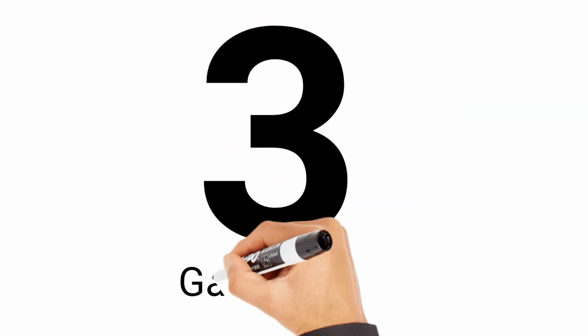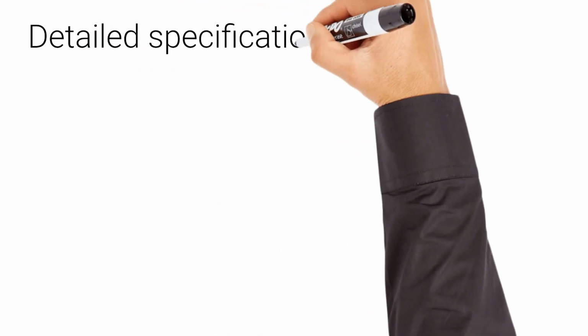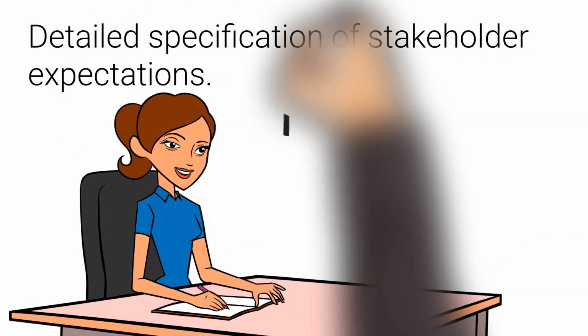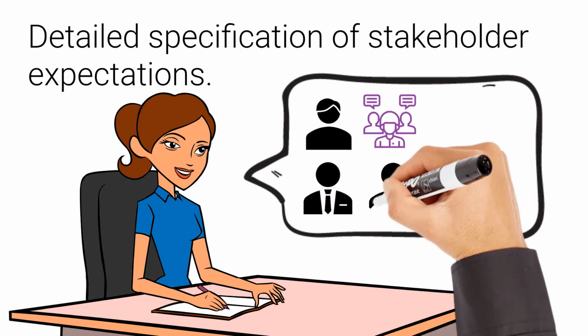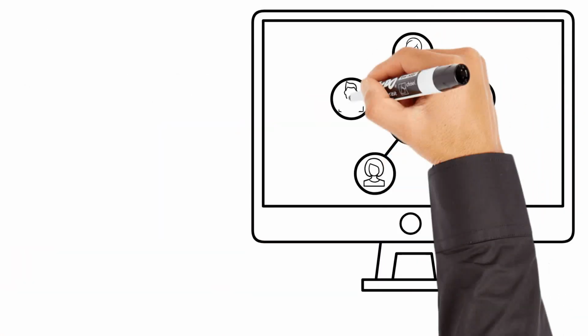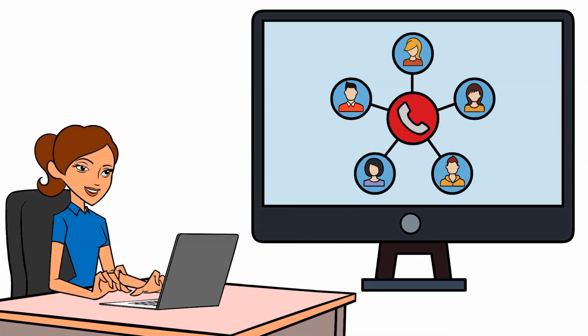The third step is to gain insights into stakeholders. Another important step in the stakeholder management plan is understanding the detailed specifications of stakeholder expectations. You can do this by conducting in-depth research on your stakeholders, or simply by having a brief discussion with the target stakeholders. A survey is also a popular method for gathering insights. You can conduct a survey online, over the phone, in person, or through another channel.